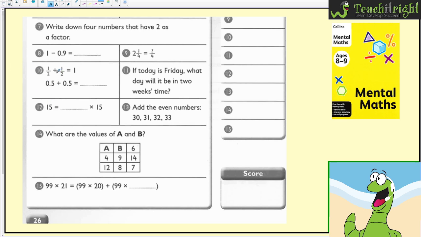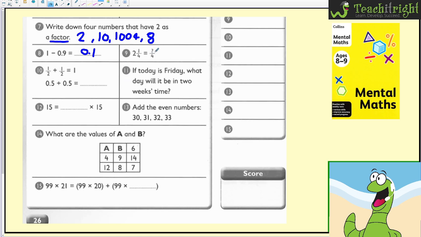Write down 4 numbers that have 2 as a factor. Well, this is actually a nice easy question because any even number will have 2 as a factor. So you can pick any numbers you want as long as it's even. So I'm going to pick 2, 10, 1004 just for fun, and 8. But literally any even number will work, and that's totally allowed. Making sure they're separated by commas so you can clearly see that they are different numbers. There's nothing worse than having a big long list of numbers and then it looks like just one big number because you're not sure. Number 8, 1 take away 0.9 is 0.1.